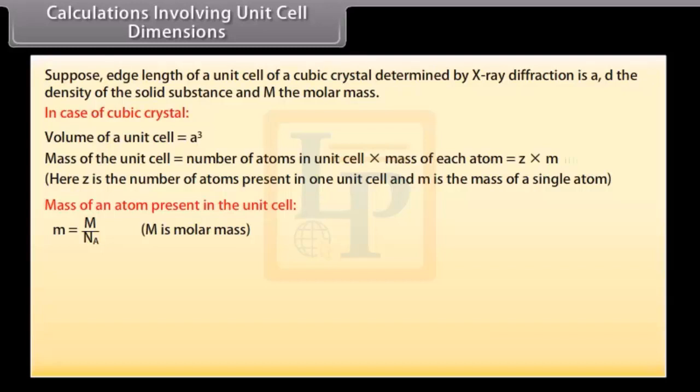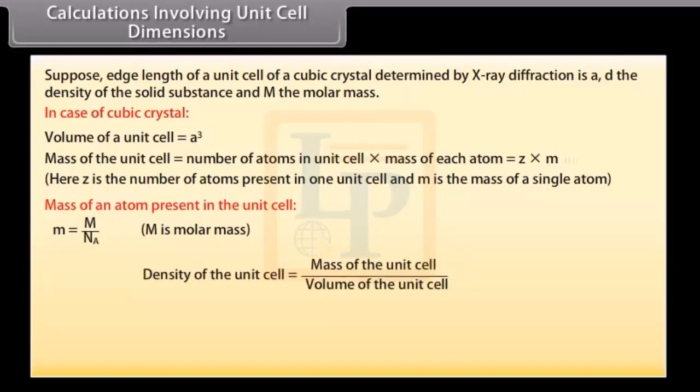M is molar mass. Density of the unit cell is equal to mass of the unit cell upon volume of the unit cell. Therefore, d is equal to Z into M upon a cube Na, or d is equal to Z M upon a cube Na.